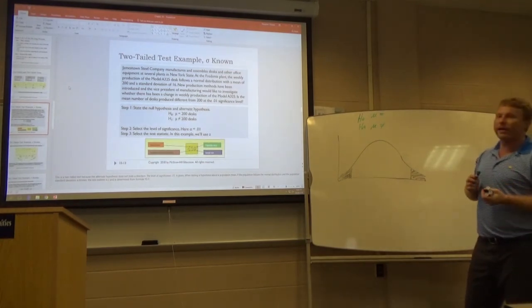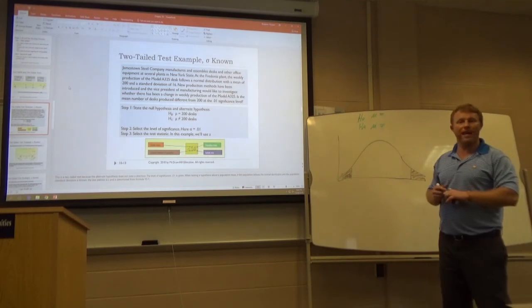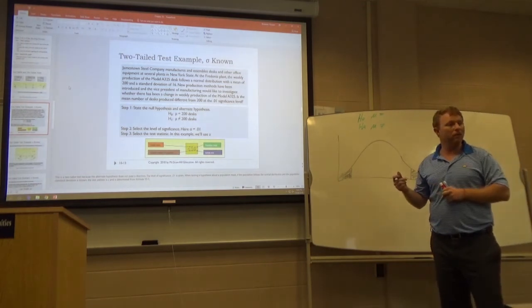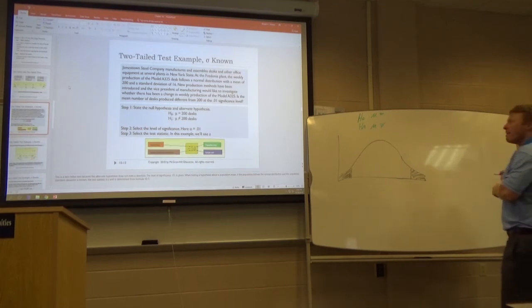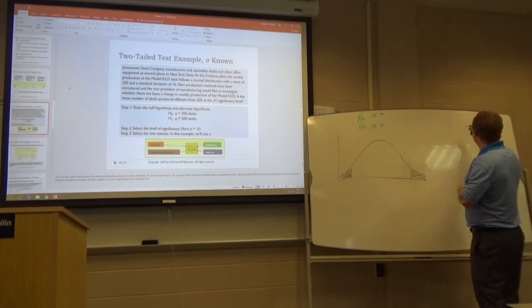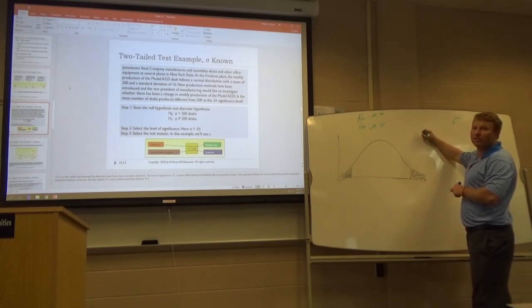No, it's not either. Two-tailed test example. What is after that comma right there? Sigma known. What does that mean? What is sigma? That is your population standard deviation. And that's important in what we've been studying. So what does that sigma mean? We're going to be using the z-score. Very good. We're going to be using the z, aren't we?